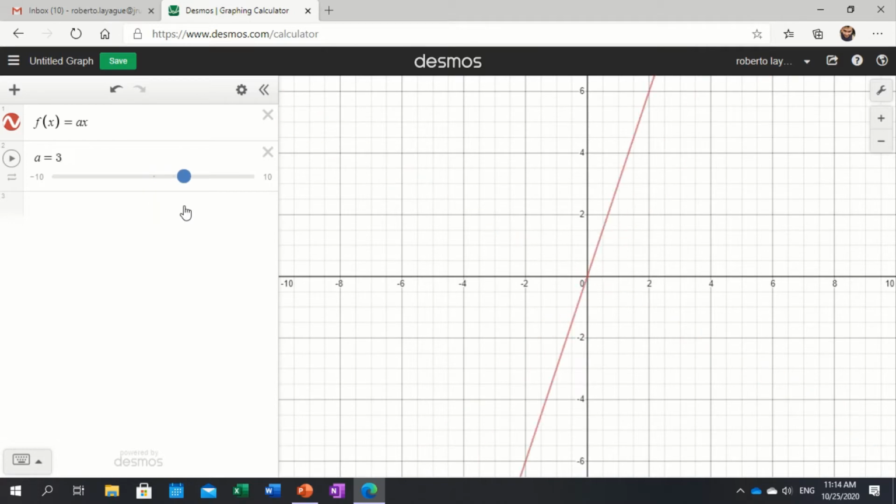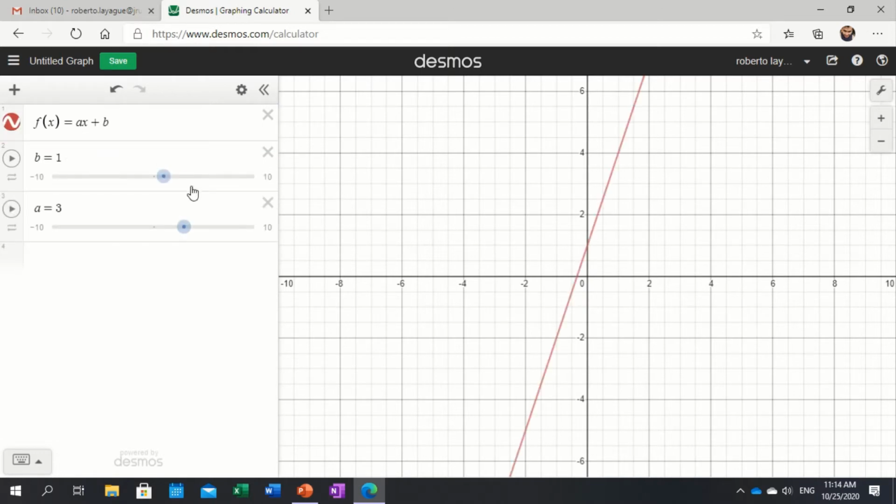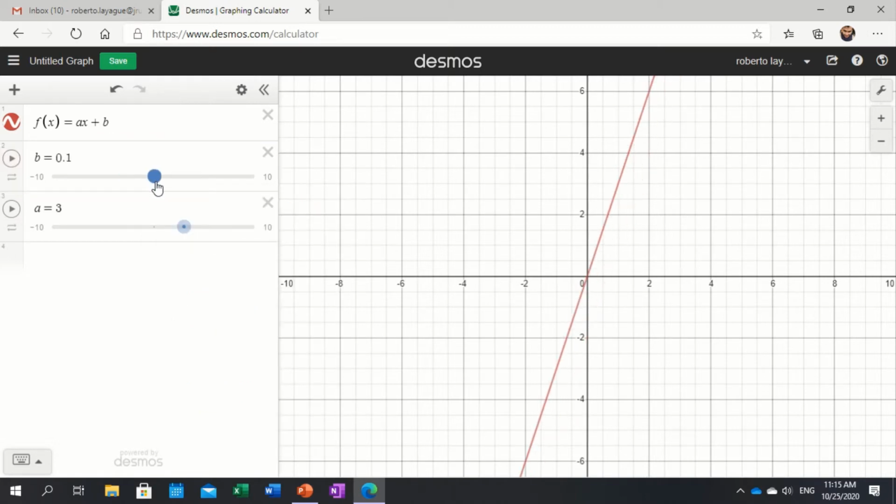That's for the slope. Now, when we add another slider, there is now a limit from 10 to. When we move this one, it goes to the left, and when we move it going to negative, it moves going there. As you can see, that's how you graph a linear function when there's a slider.